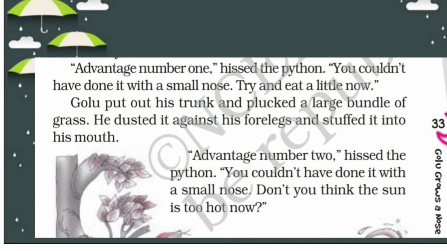Advantage number one, said the python. You could not have done it with a small nose. Try and eat a little now. Golu put out his trunk and plucked a large bundle of grass. He dusted it against his forelegs and stuffed it into his mouth. Advantage number two, said the python. You could not have done it with a small nose. Don't you think the sun is too hot?